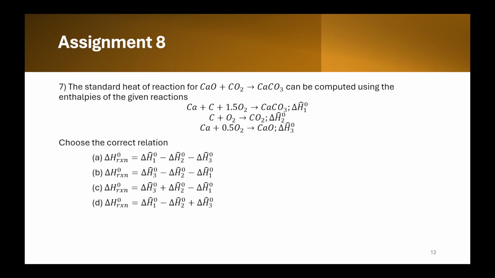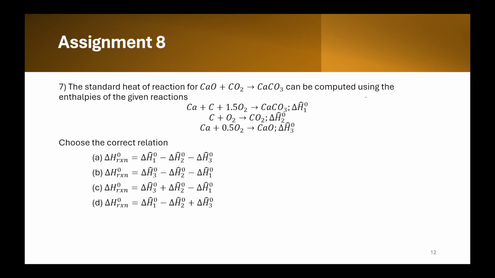Next question. The standard heat of reaction for CaO plus CO2 giving CaCO3 can be computed using the enthalpies of the given reactions. So this is the resultant reaction we are given here, and you can compute this resultant reaction by the algebraic manipulation of these reactions here. So we need to do that. So look at the product side. Product should be CaCO3, so this will be positive only. The reactants should be CaO and CO2. So if CO2 and CO are on the product side for this reaction, these should be negated. These should be subtracted so as to get CaO and CO2 on the reactant side.